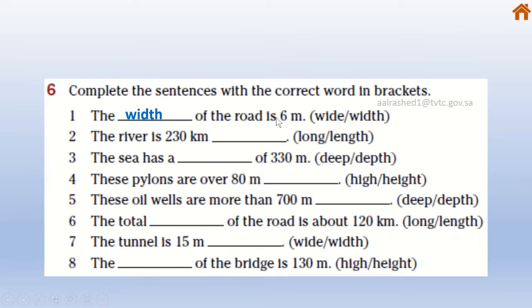After that, a verb. I used is. Why? Because the subject of the sentence here is not plural. There is no s at the end of any word here, so I used is. After that, you need to mention the number and then the measurement unit.